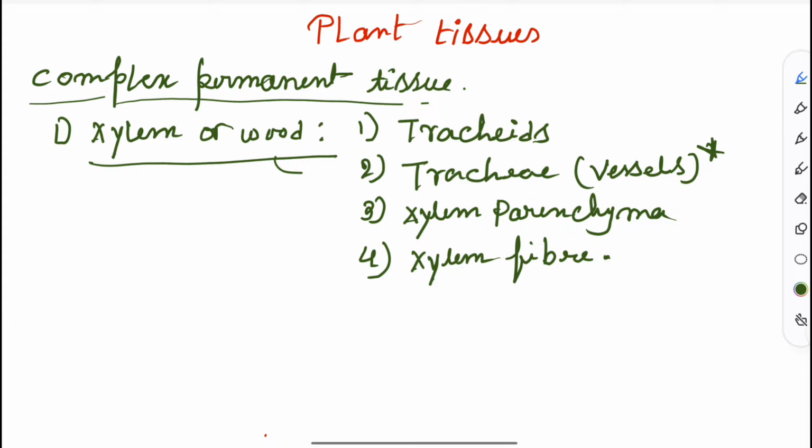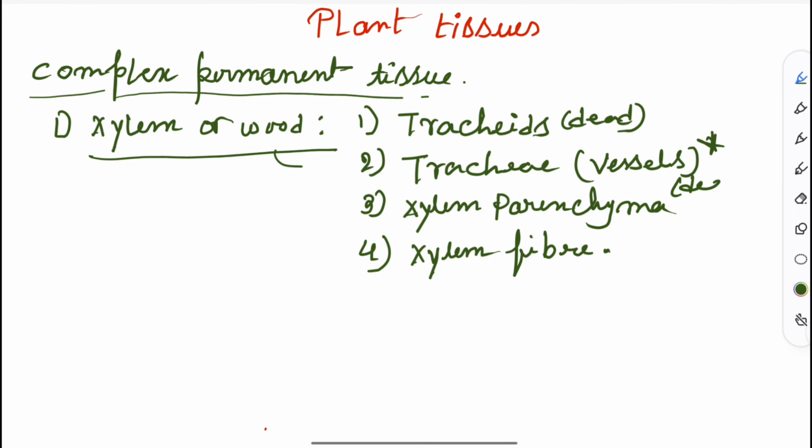Most of the components of xylem are dead. There are 4 components, and out of these 4, 3 are dead. Tracheid, dead. Trachea or vessel, dead. Xylem fiber, dead. Only the xylem parenchyma is living. So we are going to learn about tracheid first.